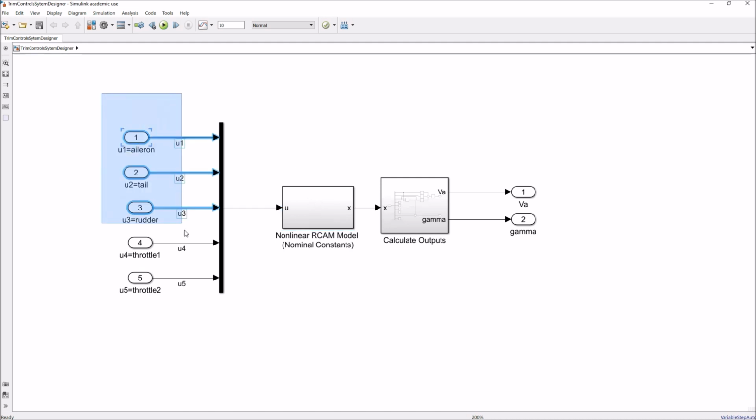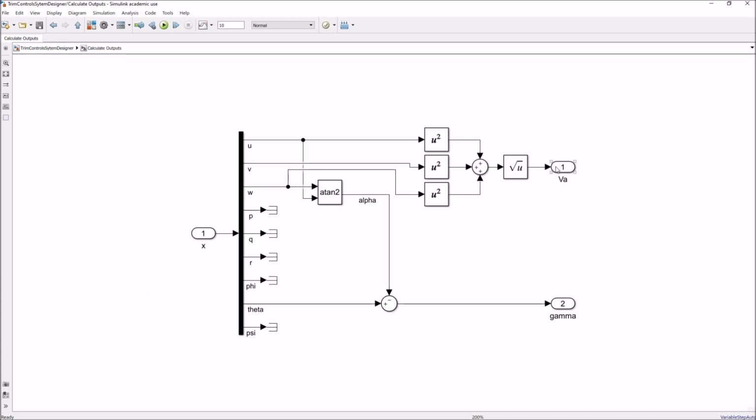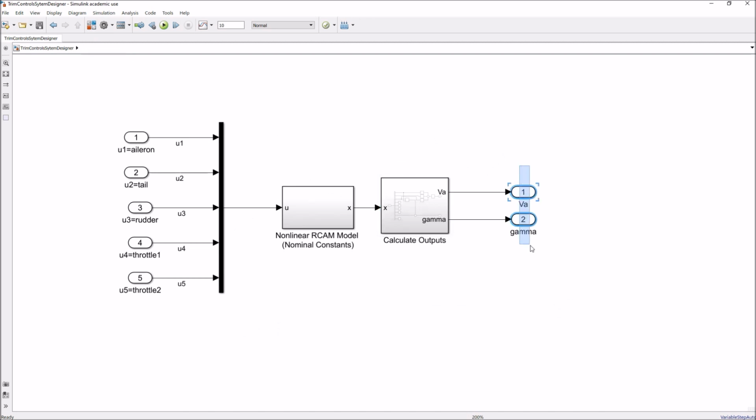But now instead of having a constant input, I've just muxed in a bunch of these input ports to represent the 5 different inputs, and then I've calculated a couple of outputs that are based on the state, and these outputs are the airspeed here and the flight path angle gamma. Again, these are the two additional outputs that we want to put constraints on, and then I've routed those here to output blocks.